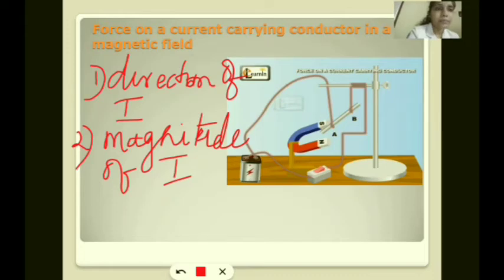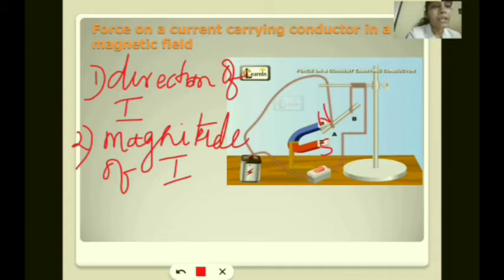Next, in all these cases, we have kept the magnet stationary. We didn't change the polarity of the magnet. Now it's time to change the polarity of the magnet, keeping all other factors constant. Okay, so just flip the magnet. Flip the magnet means what? Now this side will be our south pole and this side will be our north pole.